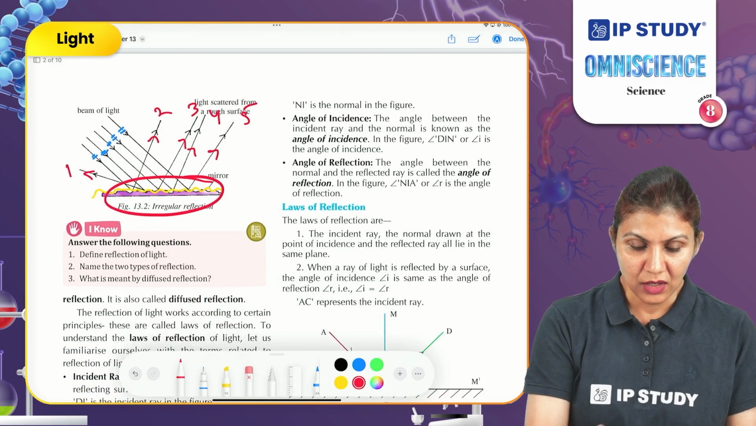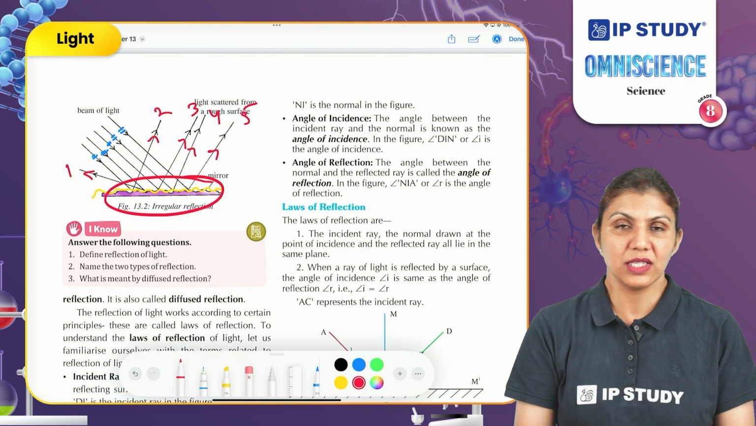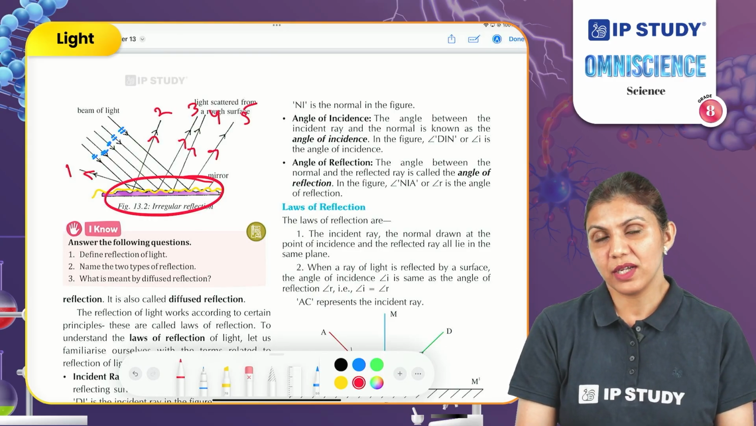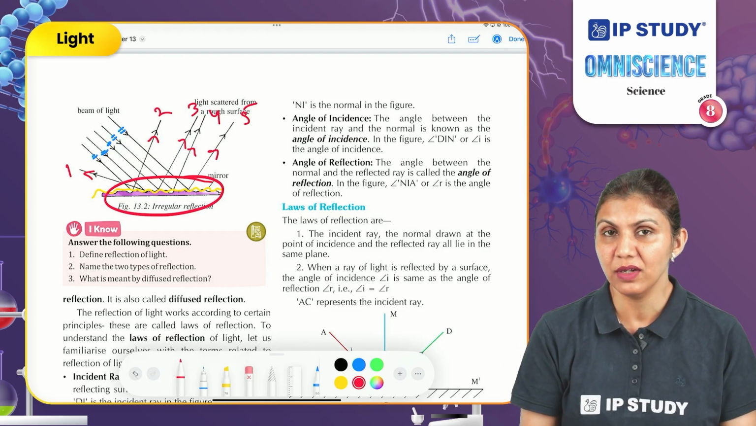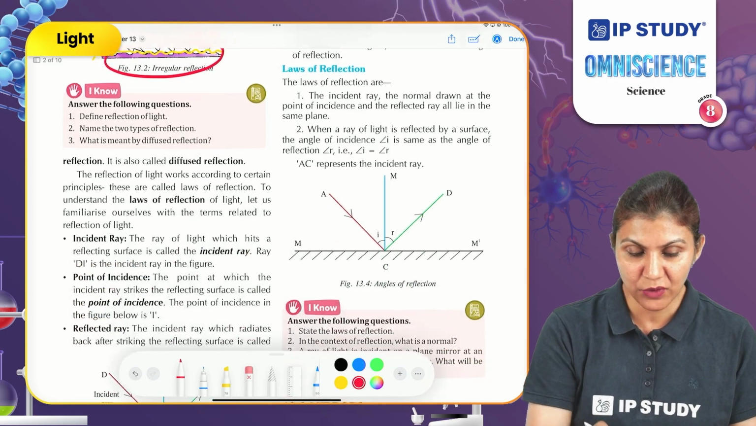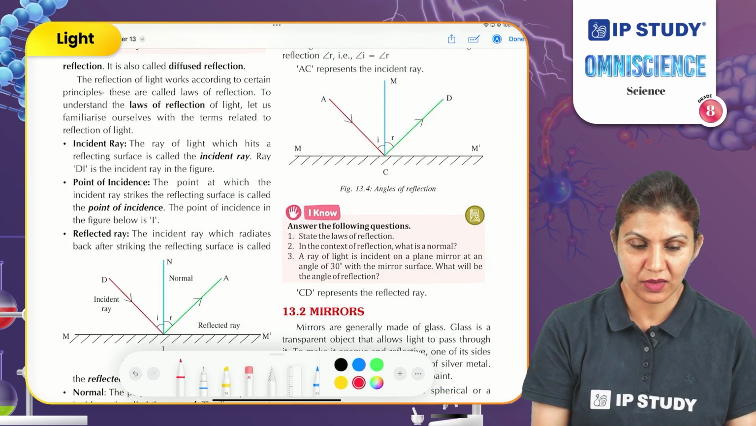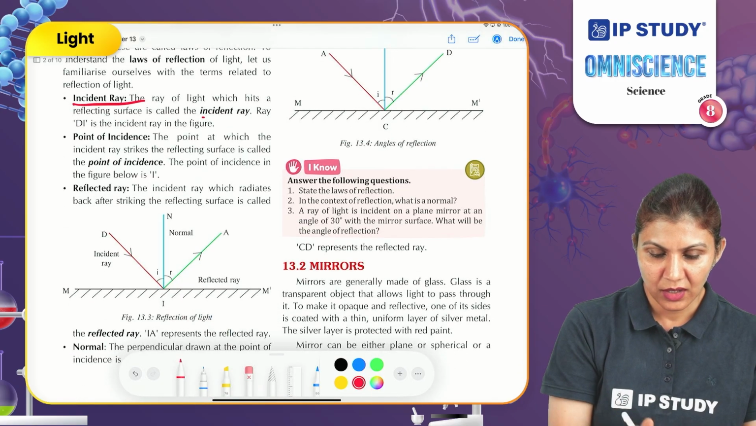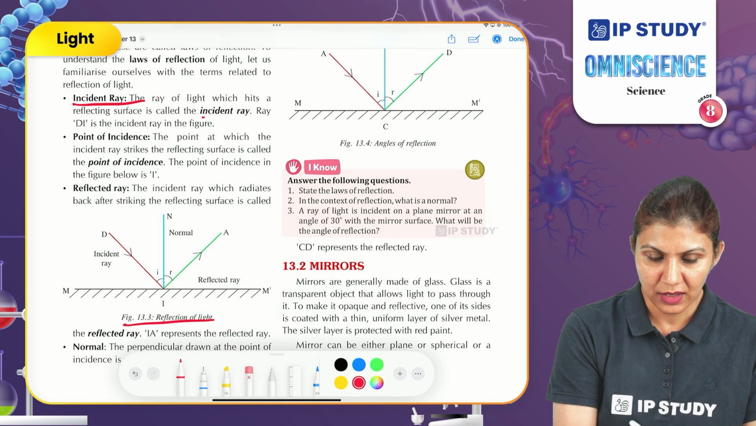Okay? Every time when light rays are interacting with the surface or bounced from a surface, they are following the law of reflection. What is that law of reflection? Before understanding the law of reflection, we need to understand a few terms which are related to the reflection. First is incident ray. Now observe figure number 13.3.